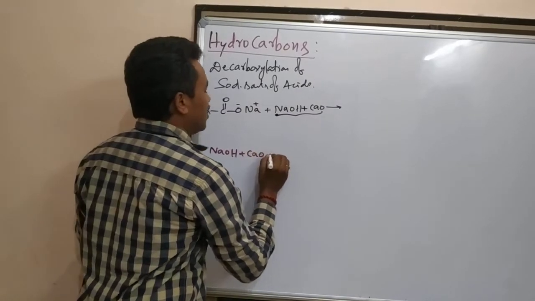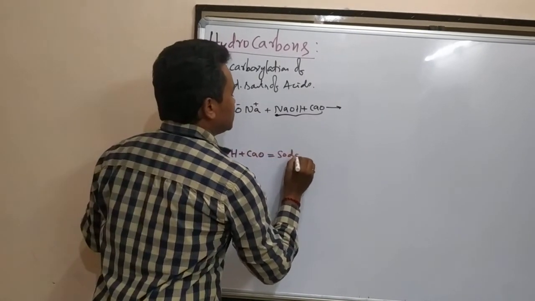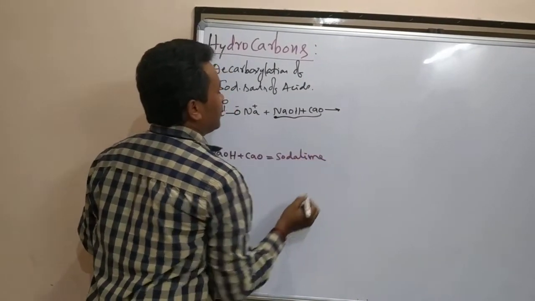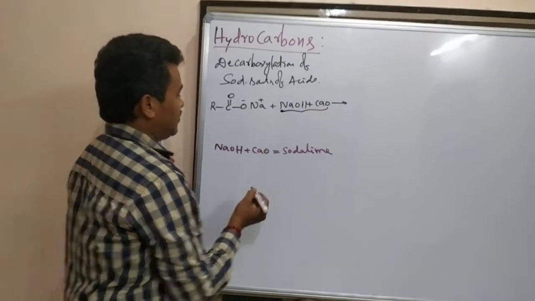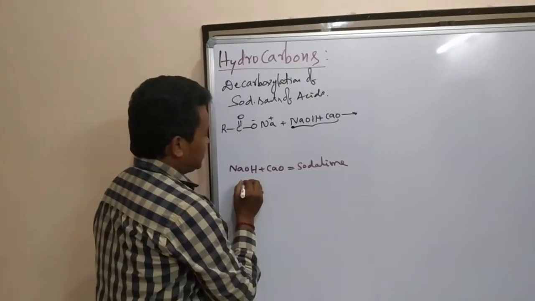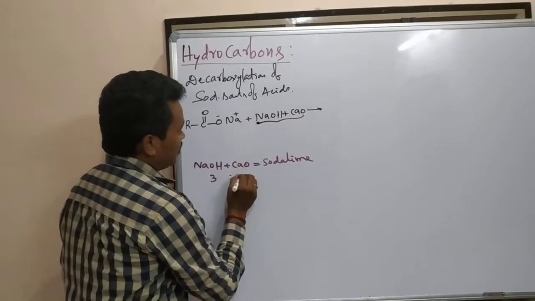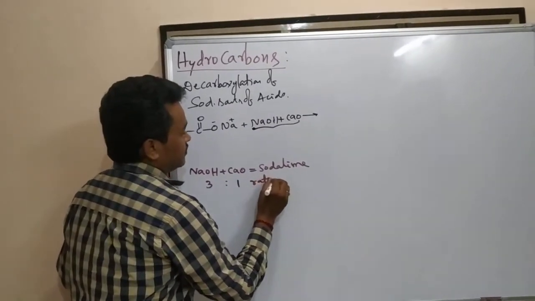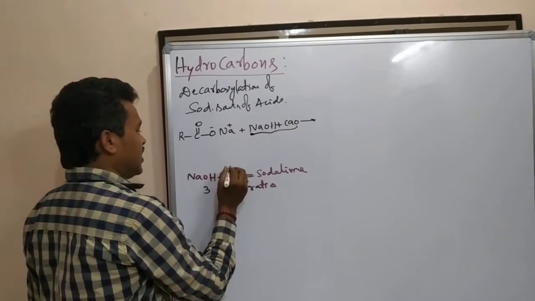NaOH with CaO is called what? This is soda lime. Why is CaO used here? It is always in a 3:1 ratio. What is the purpose of CaO here?